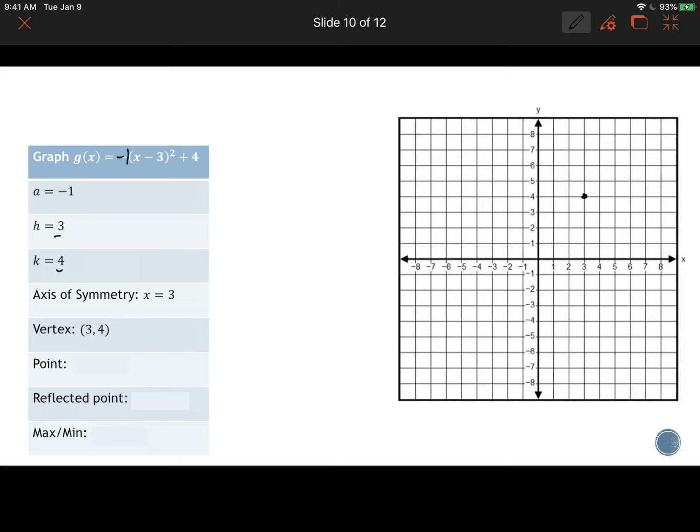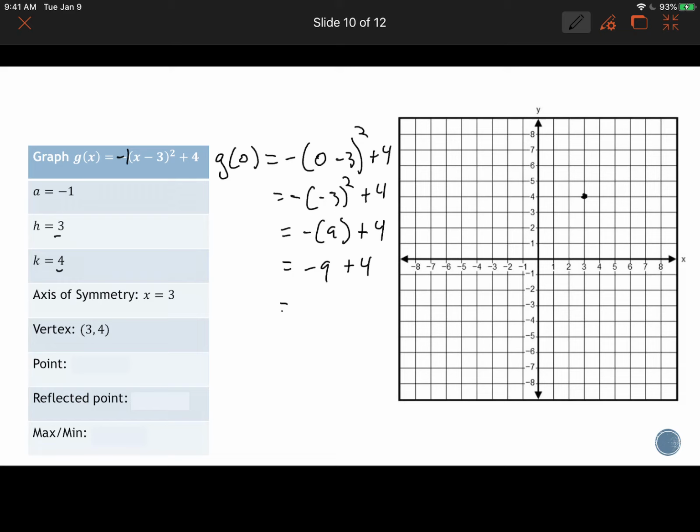So again, I'm going to substitute 0 into my function. I have g of 0 is equal to -1 times 0 minus 3 squared plus 4, which is equal to -1 times -3 squared plus 4, -9 plus 4, and I get -5. So my other point will be 0, -5, just about there.